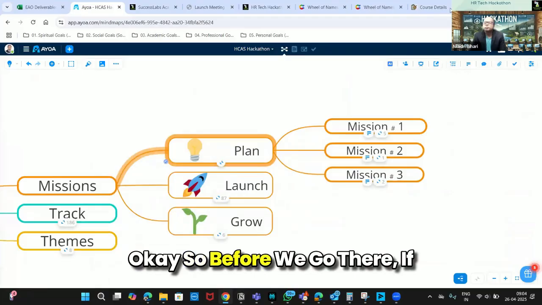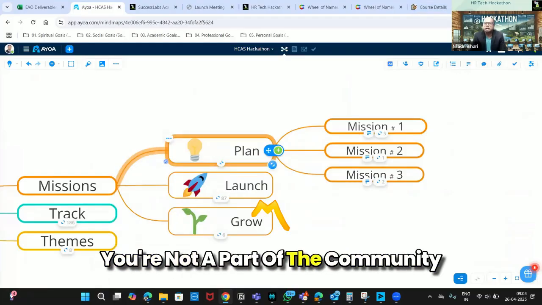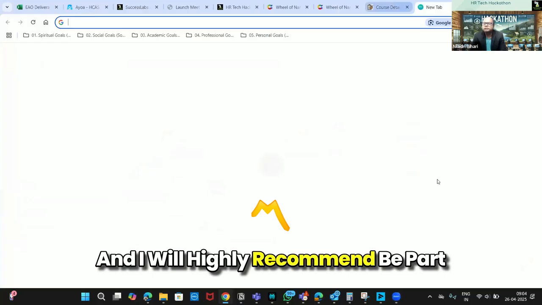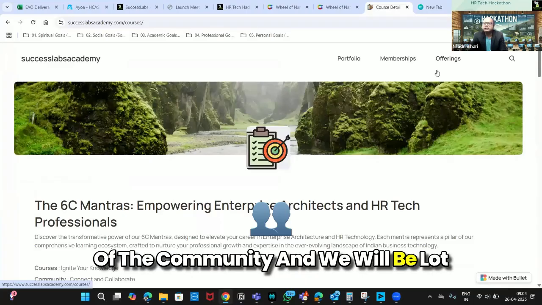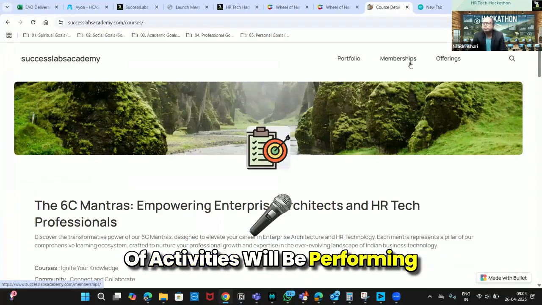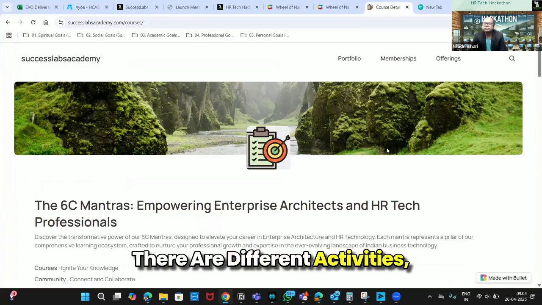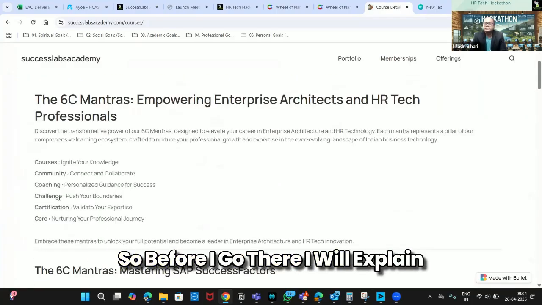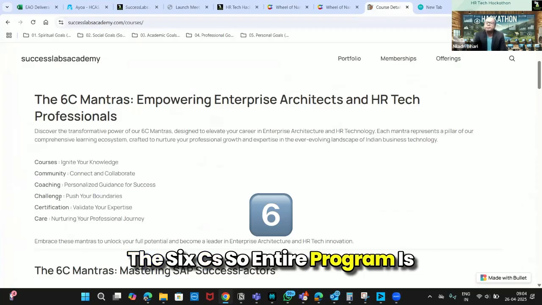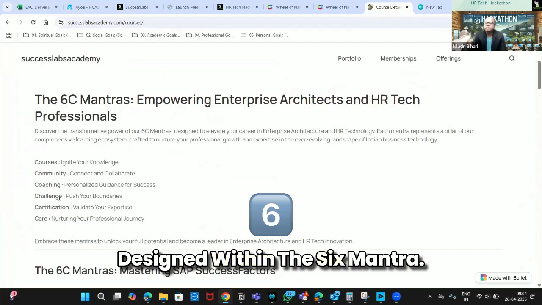Before we go there, if you are not part of the community, I highly recommend being part of it, as we will perform a lot of activities together. There are different activities, courses and community. There are 6 C's, so before I go further, I will explain the 6 C's. The entire program is designed around the 6 C mantra.